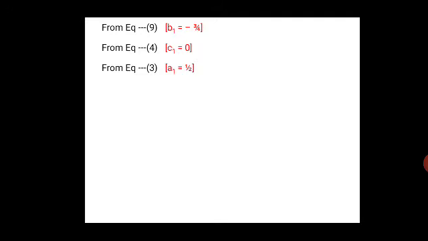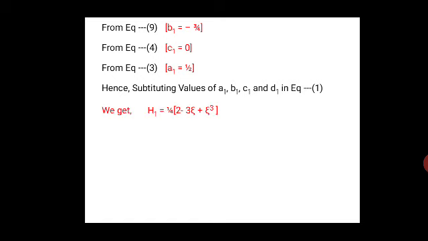From equation 9, we have b1 is equal to minus 1 by 3. From equation 4, we have c1 is equal to 0. From equation 3, we have a1 is equal to 1 by 2. Hence, substituting all the values of a1, b1, c1 and d1 in equation 1, we have the first Hermite-Shape function h1 as 1 by 4 of 2 minus 3 zeta plus zeta cube. This is the first Hermite-Shape function.